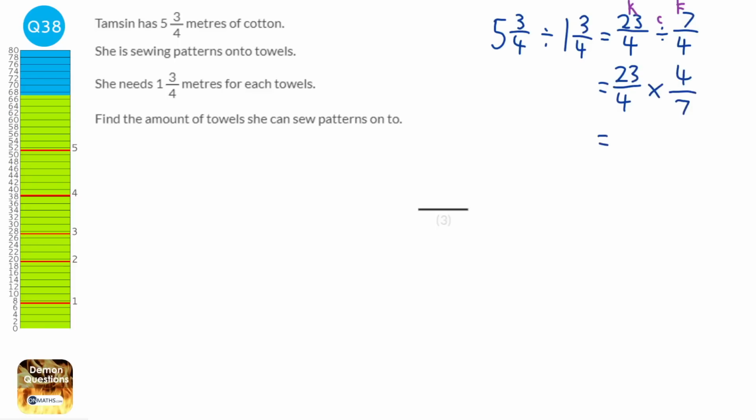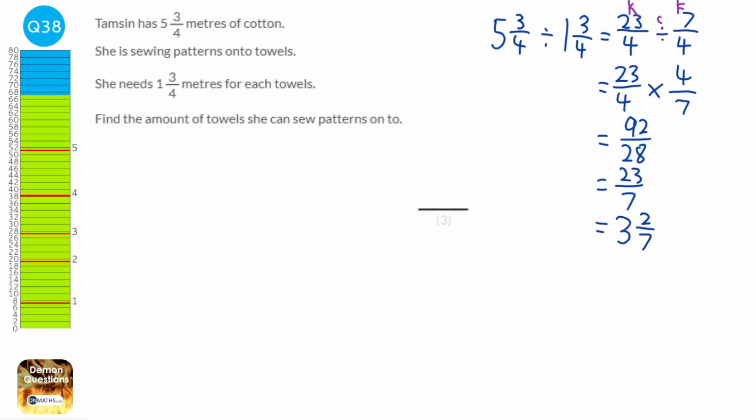Whenever we multiply, we just multiply the tops, so 23 times 4, which is 92, and we times the bottoms, which will be 28. And now we need to convert this back into a mixed number. First of all, actually we can simplify this because we can divide top and bottom by 4. So that would be 23 over 7, and then make this a mixed number. 7's into 23 go 3 whole ones, and then obviously 2 remainder, so it's 2 over 7.